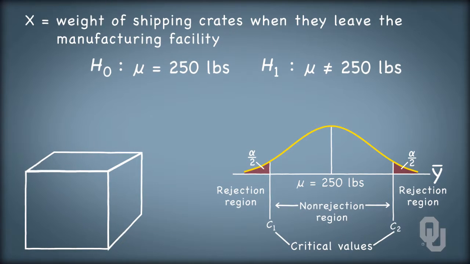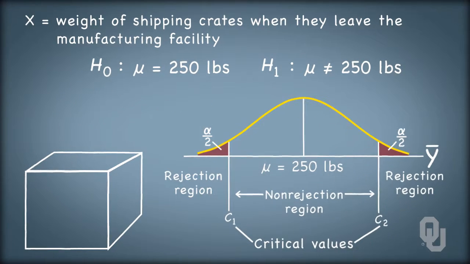Well, it could be that the mean weight of the sample of crates could be significantly greater than 250, or that the sample mean could be significantly less than 250. In either case, we would conclude that the mean is not equal to 250 pounds. We depict the rejection region in this case with the upper and lower tails of the distribution, such that the sum of the tails is alpha, as alpha is the size of the rejection region.